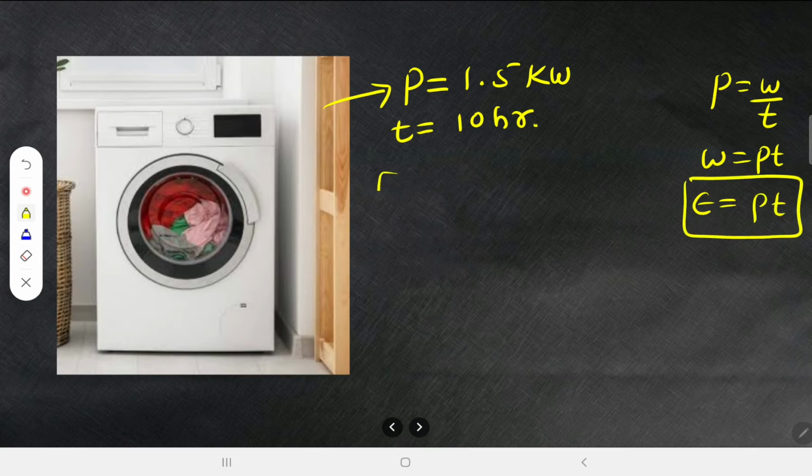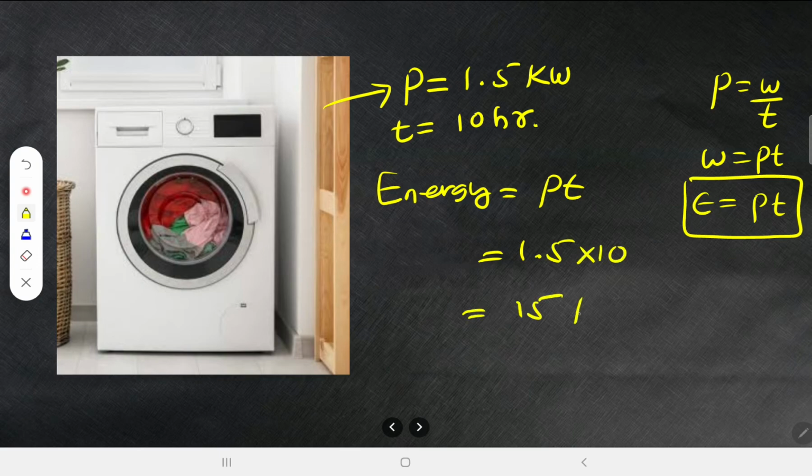So how much energy is it going to use now? Energy consumed is equal to PT. So P is 1.5, T is 10. So it becomes 15 kilowatt hour. That's it. So 15 kilowatt hour is nothing but a 1.5 kilowatt device used for 10 hours, which means it will consume 15 kilowatt hour. Otherwise, there is one more device which has a power of 15 kilowatt.